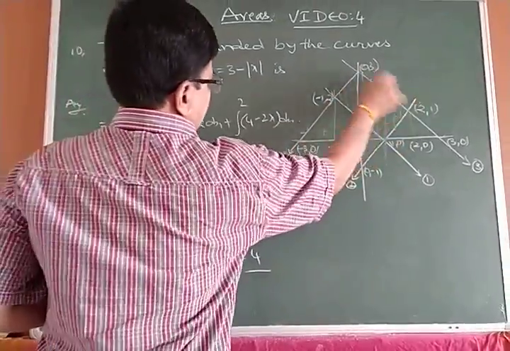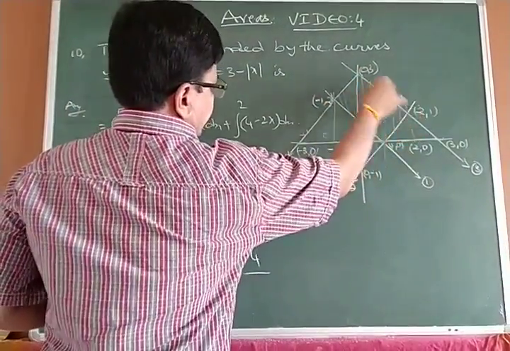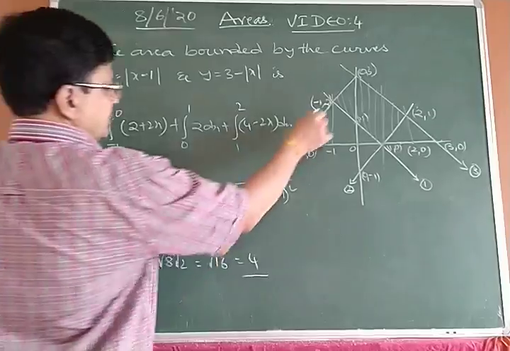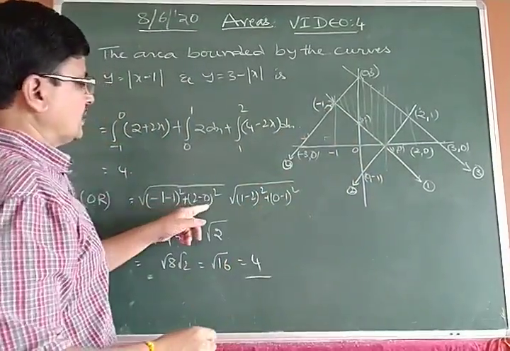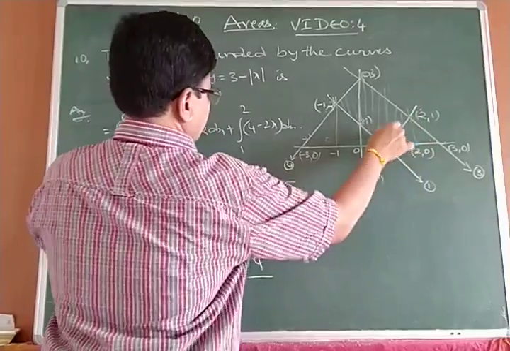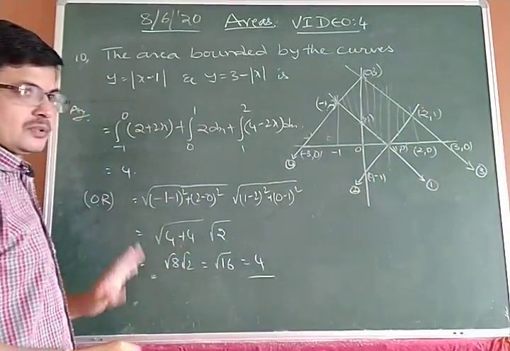This is a rectangle. Base into height is the area of the rectangle. So that's why we are taking this as the base. The distance between these vertices is this one, into the height, this one. So now the area is 4 square units.